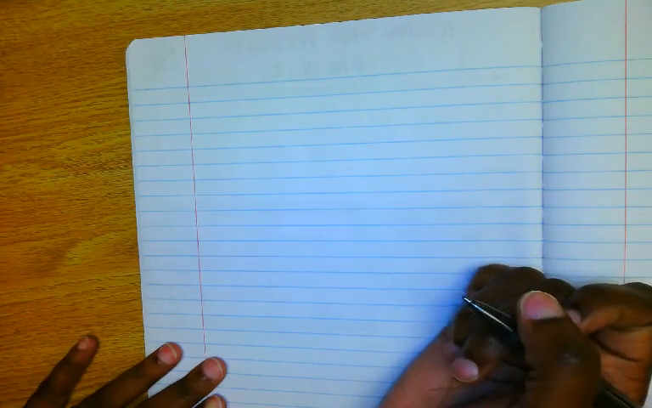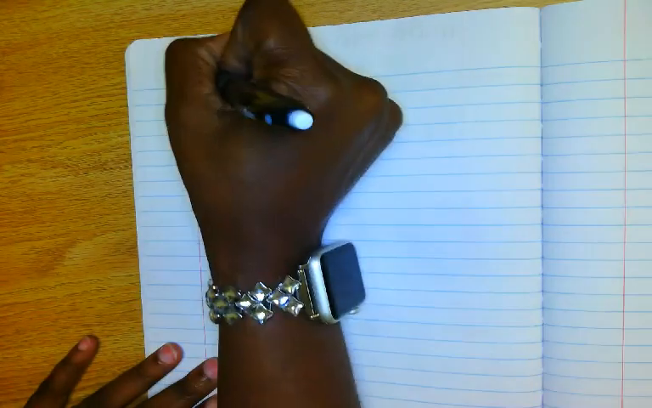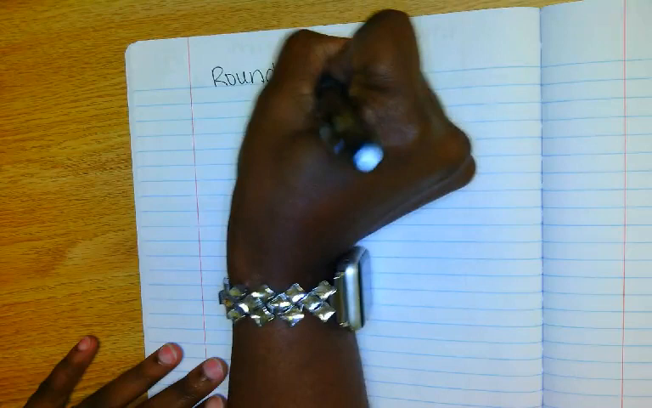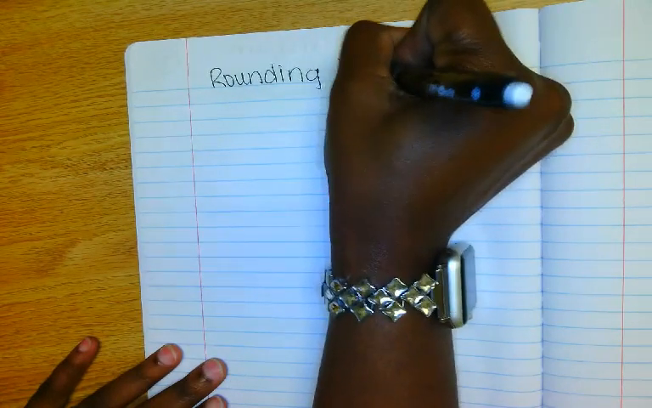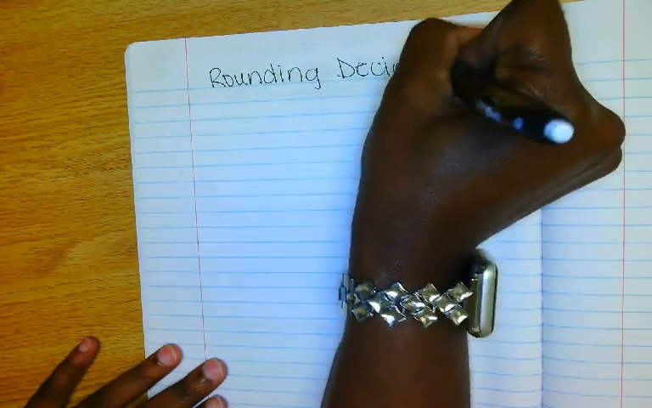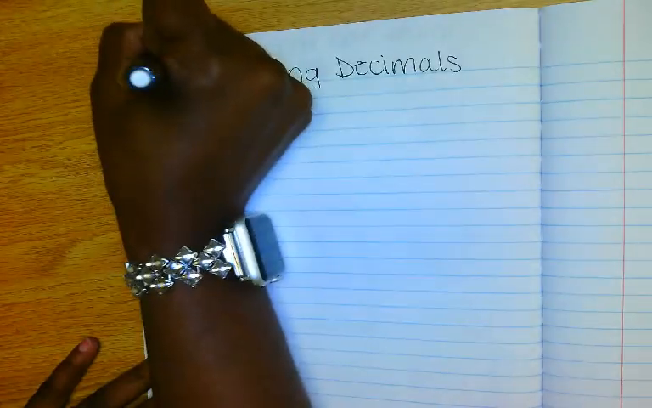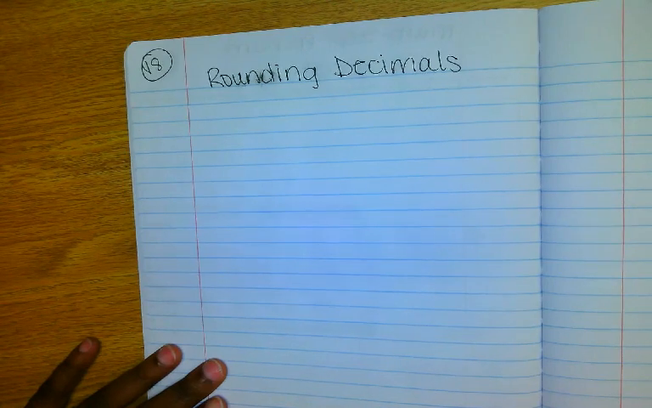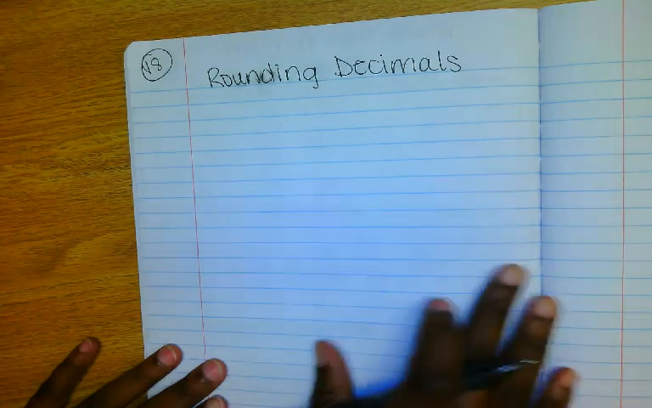Today we are going to be talking about rounding decimals. And you should be on page 18 or just go to your next available page. Now, we've already talked about rounding and we kind of know the rules, but we're going to put them in our notes so that we can remember them.